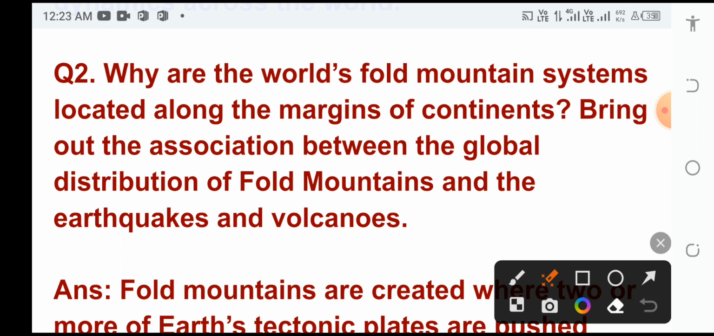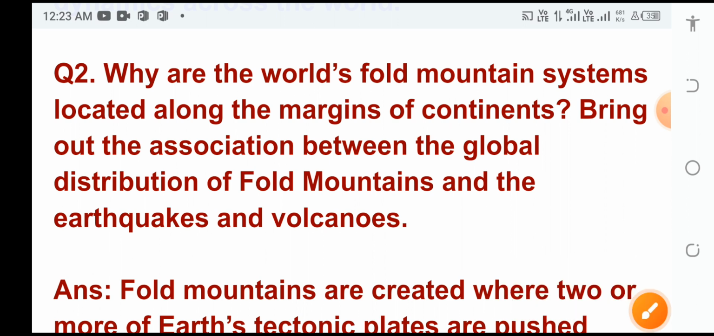So here two questions are combined. First, why are the world's fold mountain systems located along the margin of the continent? And second, bring out the association, meaning the connection or interlink, between the global distribution of fold mountains, earthquakes and volcanoes, how they link. This question I have to answer, so let's try this.